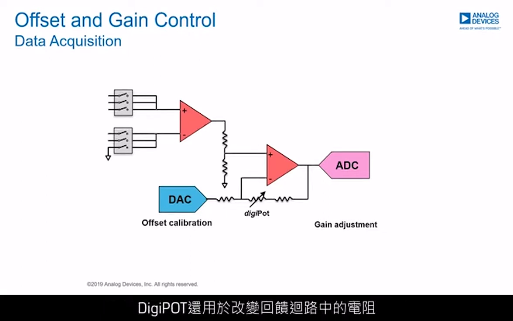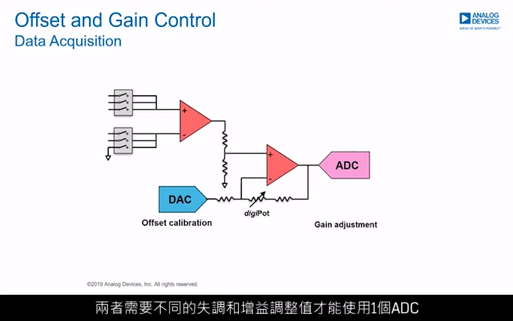A digipot is also used to vary the resistance in the feedback loop, and thereby vary the gain of the amplification network. An example could be a thermocouple output on one input, which would be small in magnitude, of the order of microvolts per degree C, and the other signal could be a bipolar reference voltage of ±5 volts, both of which will need different offset and gain adjustment values to enable the one ADC to be used.